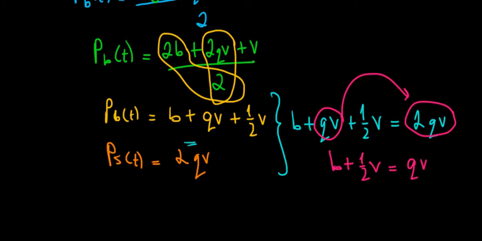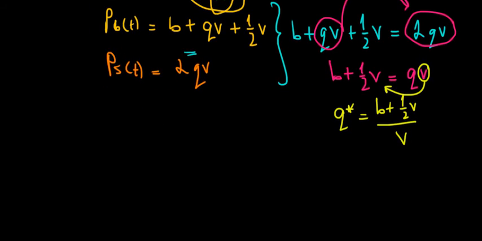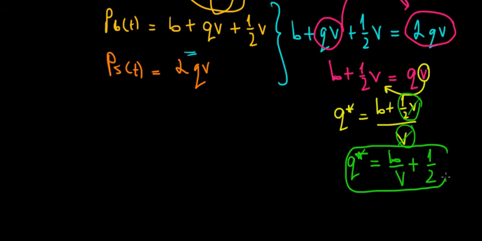We would like to find out the quality level, so we will keep q on one side only, so that we have b plus 1 over 2v divided by v, right? We divide all of this by v. And what do we get as a result? Well, let's see over here. The Q would be equal to B divided by V, plus 1 over 2V divided by V. V and V cancel out, so plus 1 over 2. That would be the equilibrium quality.